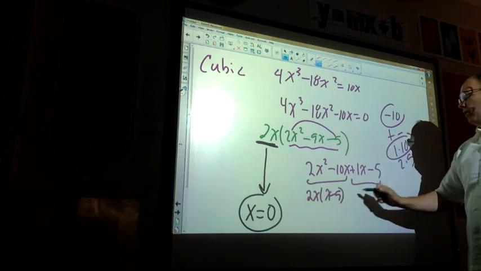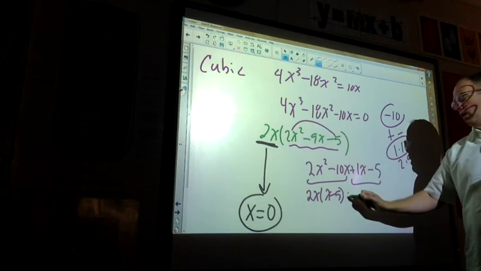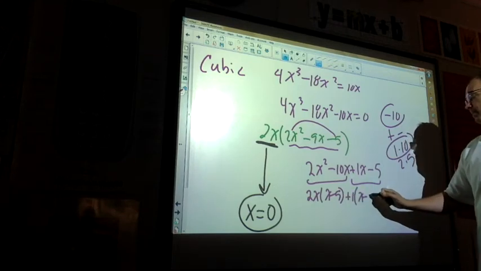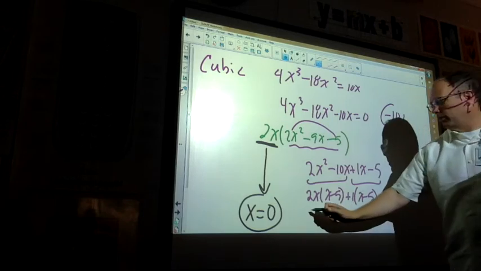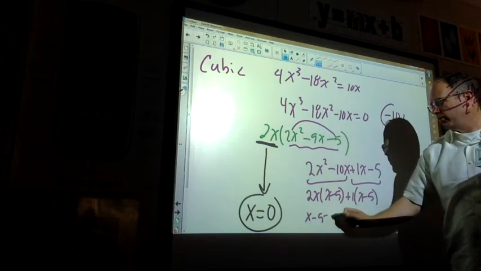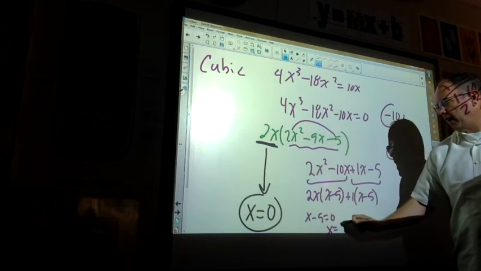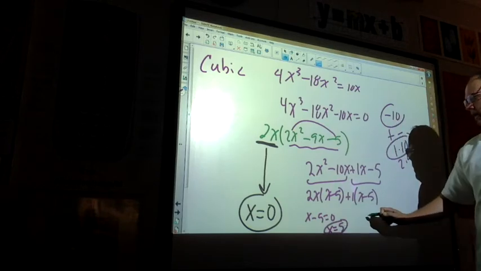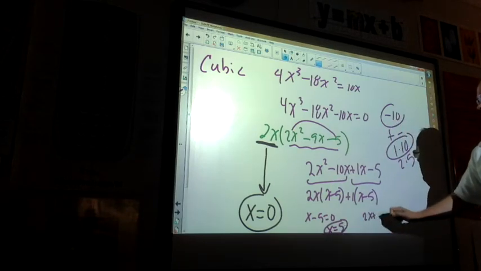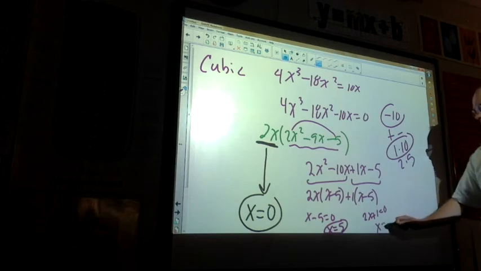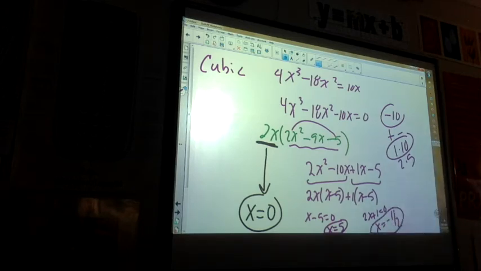If nothing factors out, what do you bring as a placeholder? 1. So this would be x minus 5 equals 0. So x equals 5. And then 2x plus 1 equals 0. So x equals negative half. Yep. How many answers did this problem have? 3. It was raised to the third power. It should have 3 answers. Oh, okay. Got it?